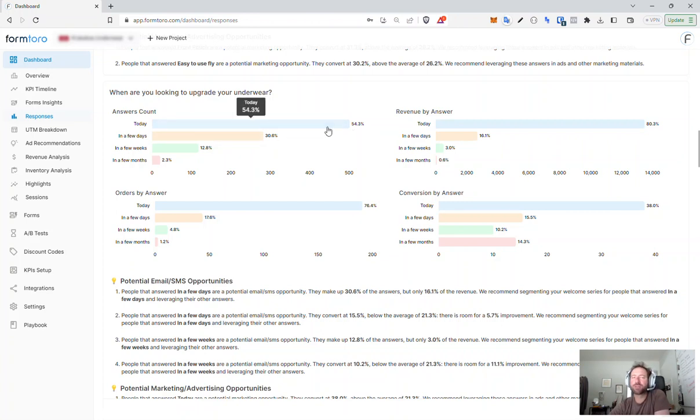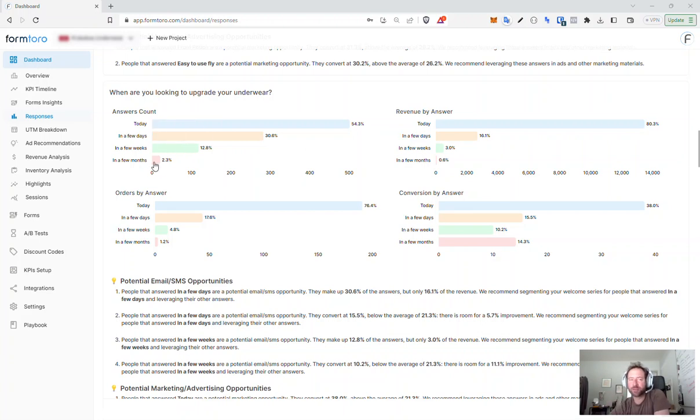So 54% of people said today, sweet, they're super high intent, but only 38% of those people converted, which means we left 60% of these people that said they were ready to go and they didn't convert. In a few days is here, but you can see there's a massive drop off between in a few days and today. So when we start collecting this data, we're able to understand the quality of the audience and the effectiveness of what our current funnel looks like in terms of getting people to convert.